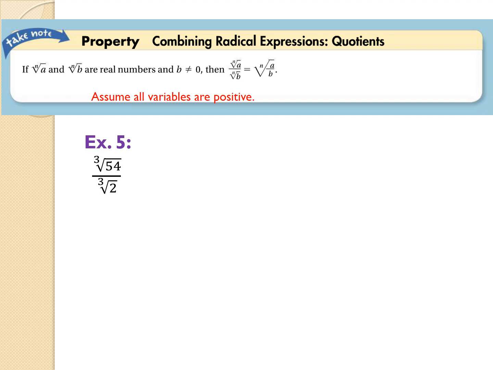The cube root of 54 over 2. Now, here's the rule for combining. Only combine if it's going to help you. If combining is not going to help you in any way, shape, or form, then I wouldn't do it.